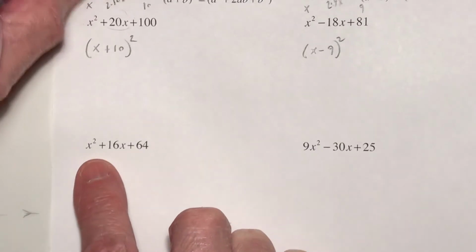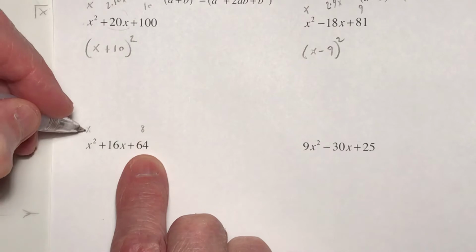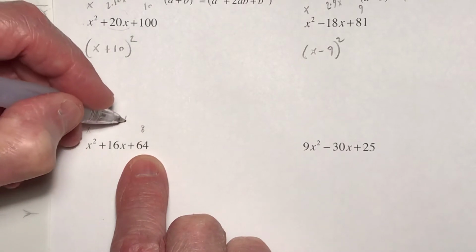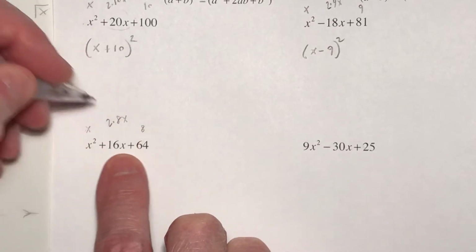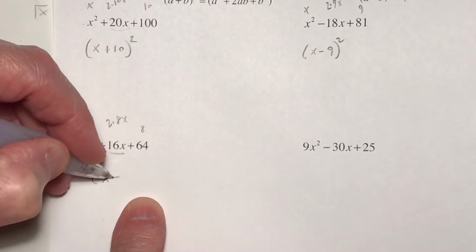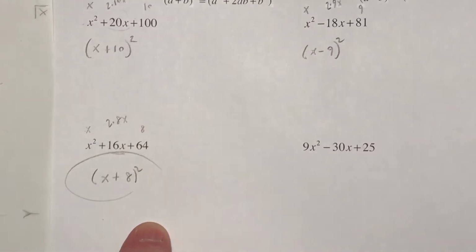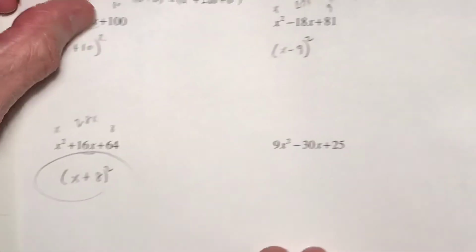Let's look at this one. That's the square of x. 8 times 8 is 64. x times 8. Double it. 16x. Bingo. Perfect. So it's just, see how fast this is? If you see these things the right way, this is so much faster than the other methods that we've been using.